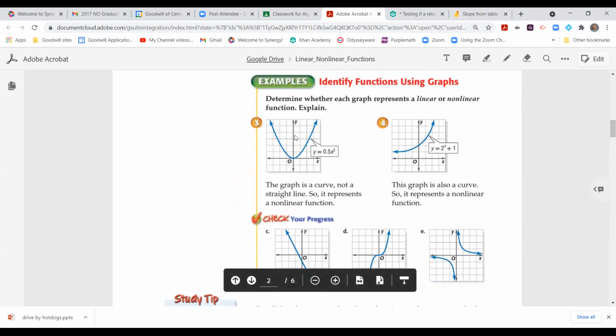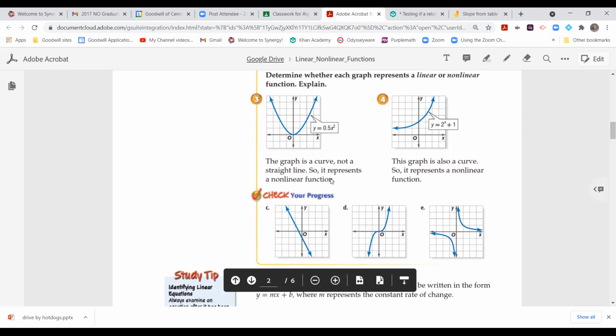The next page just gives you a bunch of other types of graphs that show linear or nonlinear. There's only one in this grouping of 5 here that is a linear function. It's the one down here at C. All these others are functions, but different types of functions. Believe it or not, this letter E, that's still a function, because you're not going to be able to fail the vertical line test even with that one, as strange as that may look.